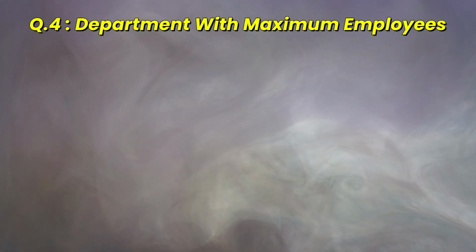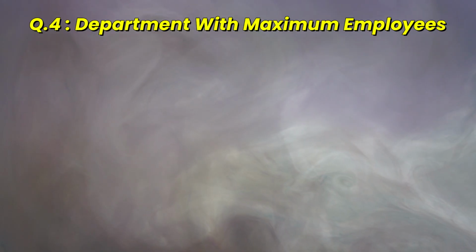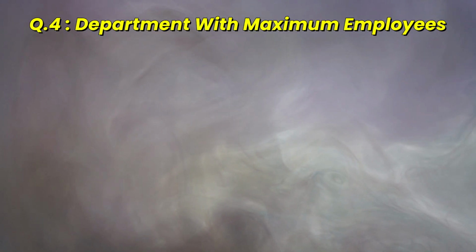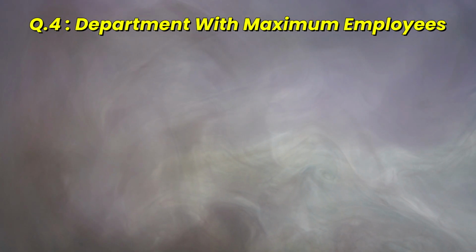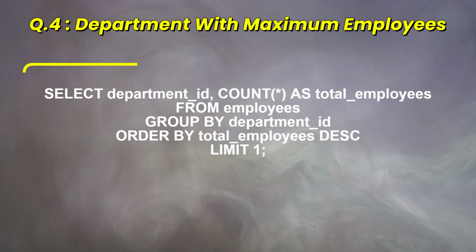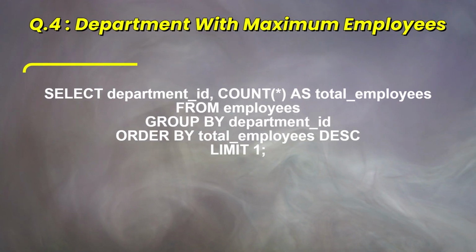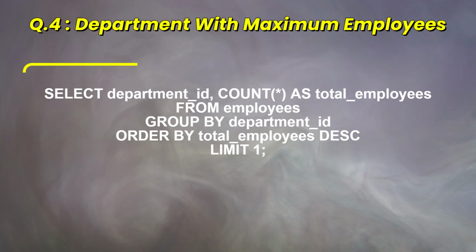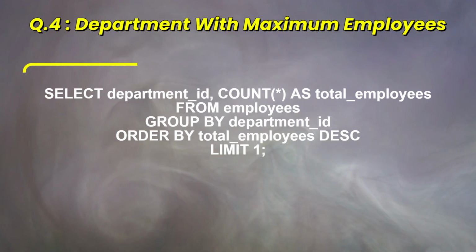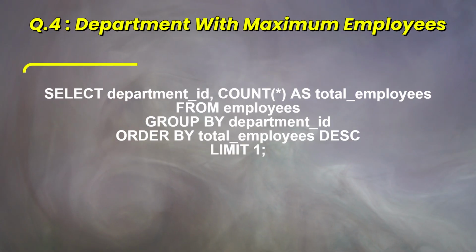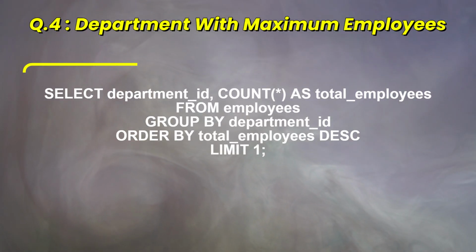Question 4. Department with maximum employees. Now, let's find the department that has the highest number of employees. We group employees by department_ID and count how many are in each department. ORDER BY total_employees DESC sorts from highest to lowest, and LIMIT 1 gives the top department.